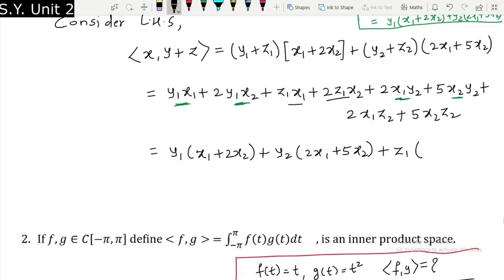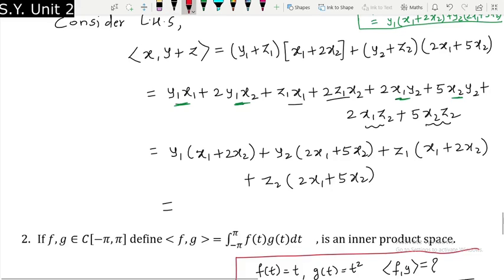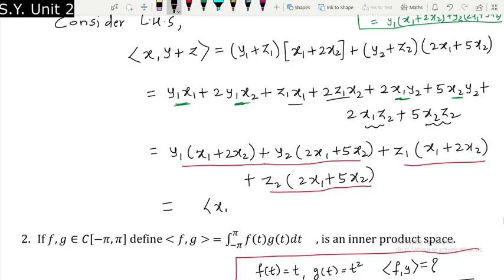You can easily see z1 can be pulled out from here. If z1 is pulled out, what is left? X1 plus twice x2, and now z2 also can be pulled out from here. If you pull it out, z2, it will be 2x1 plus 5 times x2. So this is nothing but the inner product of x with y, and this is nothing but the inner product of x with z. So this is exactly equal to the inner product of x with y plus the inner product of x with z, and that is my right hand side.